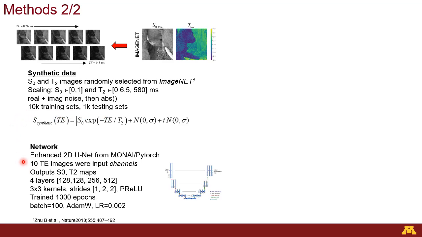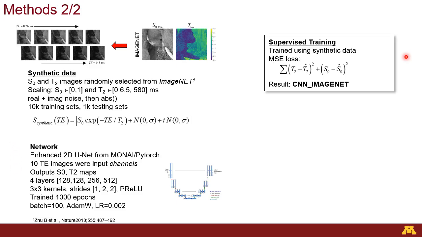For our network, we used a 2D UNet taken from the Monai library. We used the 10 TE images as input channels, and the output of the network are the S0 and T2 maps. We trained one network in a supervised fashion using the mean square error loss between the true T2 and the estimated T2, and also the true S0 and estimated S0. And we call this network the CNN ImageNet network in our following slides.